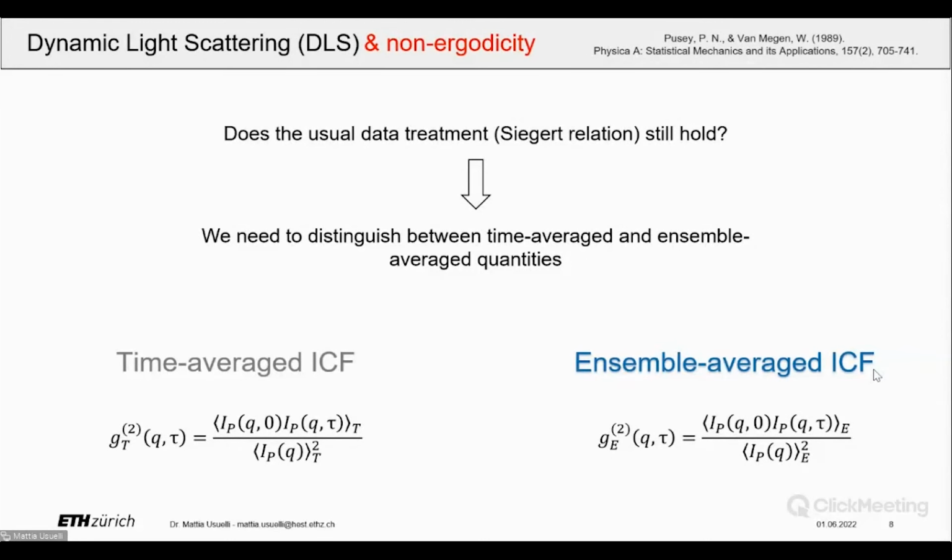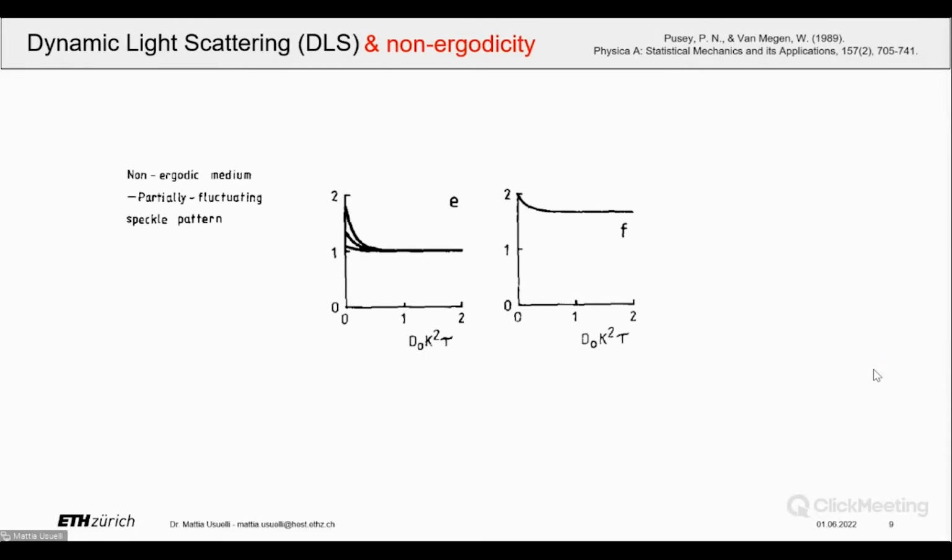When I have a Brownian sample, when I have an ergodic sample, the two quantities merge. With a time average, I can measure an ensemble average. With non-ergodicity, the ergodic hypothesis is not true anymore. I have to consider them separately. So actually, in the article of Pusey and van Megen, they show what is going on to the time averaged intensity correlation function and to the ensemble average time correlation function.